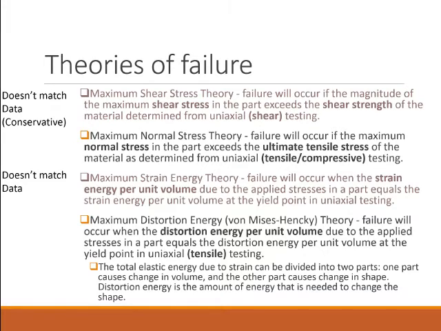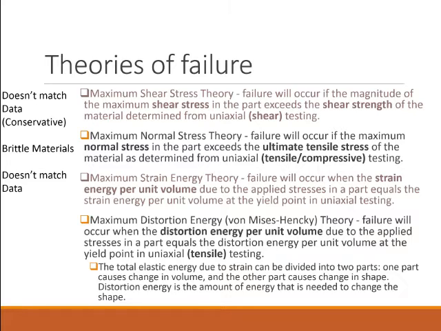The next one to consider is the maximum normal stress theory. This theory says failure occurs when the normal stress exceeds the ultimate tensile stress. Again, we're doing either uniaxial tensile or uniaxial compressive testing. When this is put into practice, we find that it does match what happens with brittle materials. So we'll consider the maximum normal stress theory as it pertains to brittle materials.